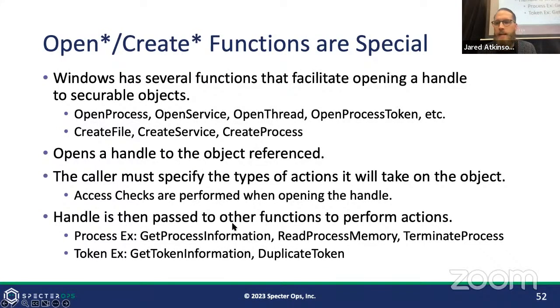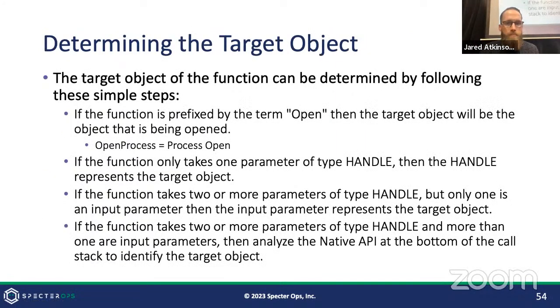And then once you have the handle, you can then use that handle and pass it to subsequent things like terminate process. If you want to terminate a process, there's a function called terminate process. If you want to read the memory of a process, there's read process memory, right? For a token, there's get token information if you want to know stuff about the token. There's also duplicate token, which we saw called here. Okay, so there's kind of this.